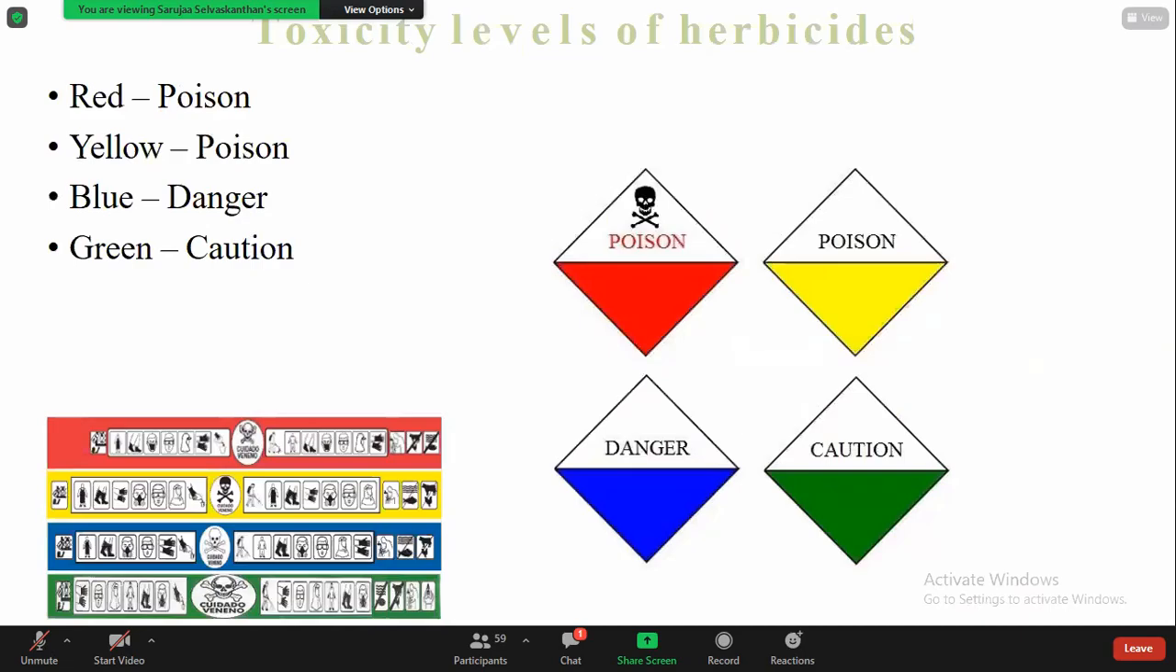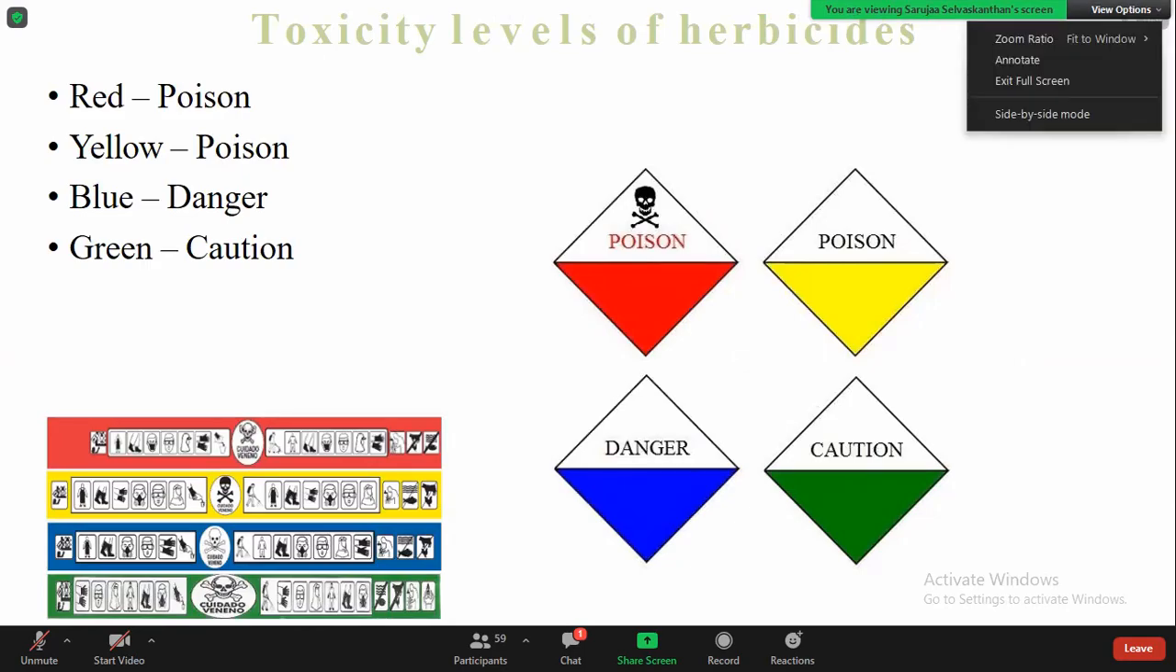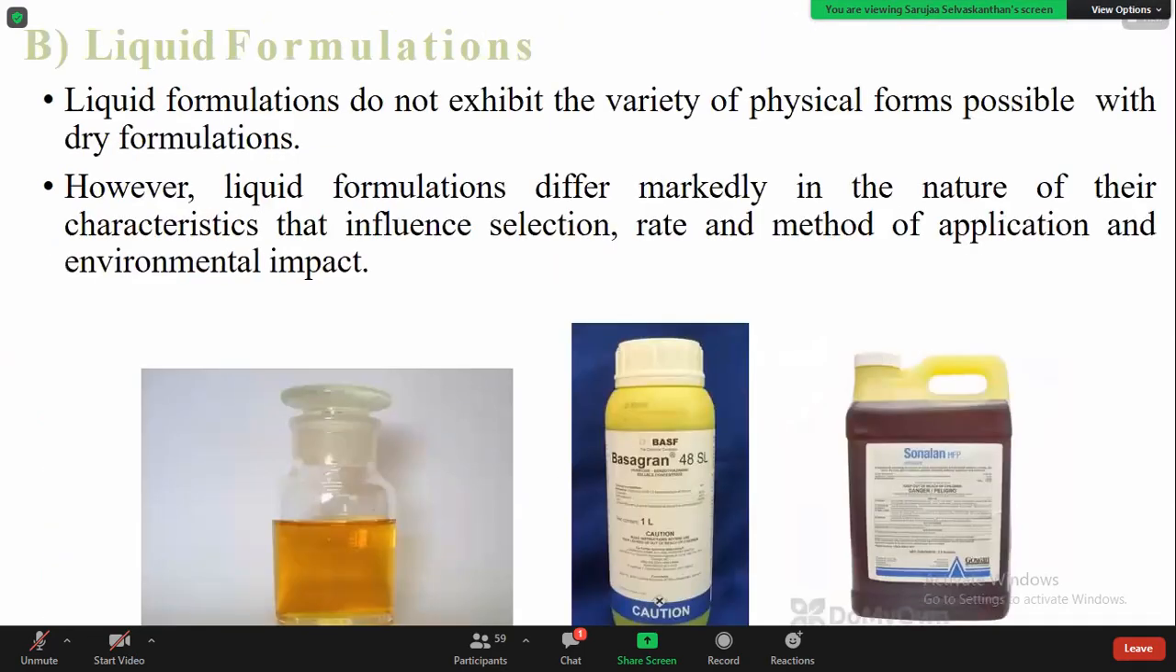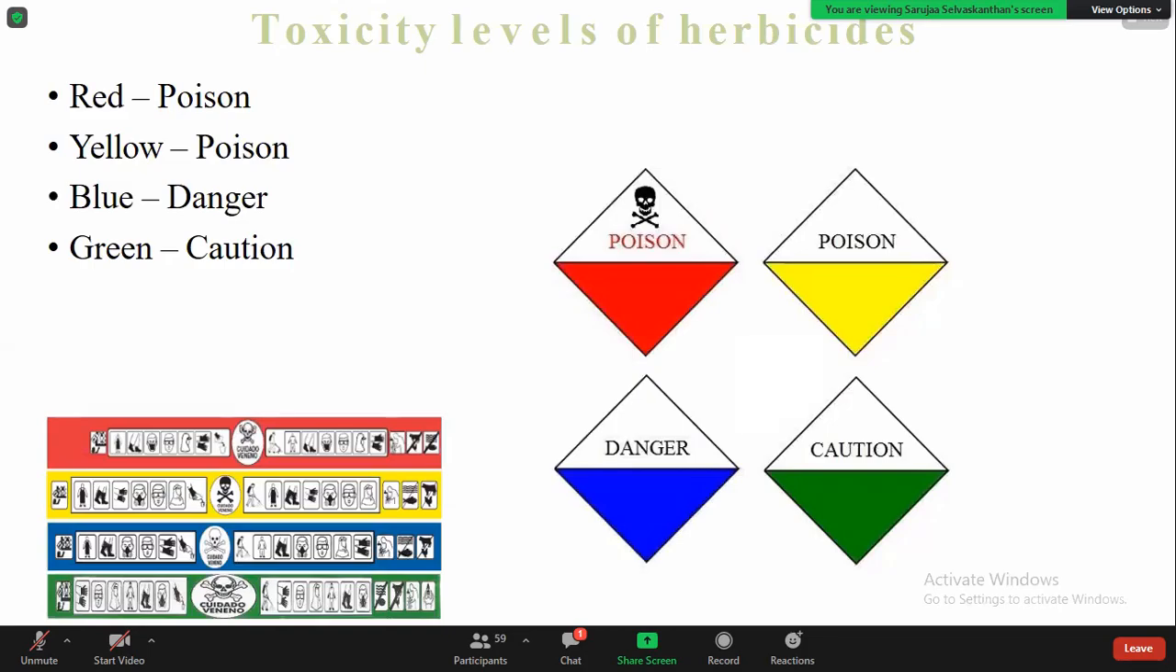Well, this section is very important: the toxicity level of the herbicide. You know, in a signal light, in Jaffna or anywhere, there are lots of signal lights available. What is the signal of green? What is the red? What is the yellow? All these things you know. Here also there are some colors. If you are buying some bottle or packet of herbicide, they mention some color. That color indicates their toxicity level.